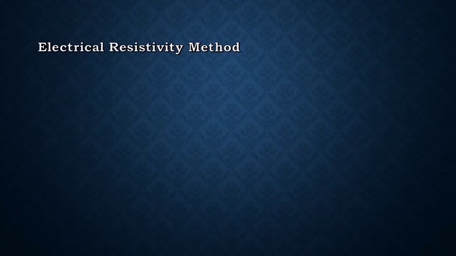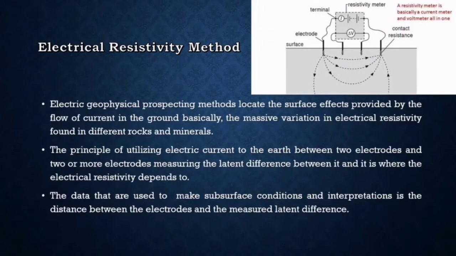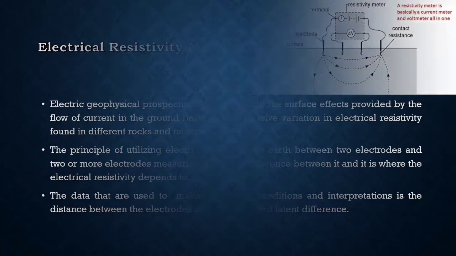Electrical resistivity method. Electric geophysical prospecting methods locate the surface effects provided by the flow of current in the ground. Basically, it relies on the massive variation in electrical resistivity found in different rocks and minerals. The principle is utilizing electric current passed into the earth between two electrodes, and measuring the potential difference between two or more other electrodes, which is where the electrical resistivity depends. The data used to make subsurface interpretations are the distance between the electrodes and the measured potential difference.